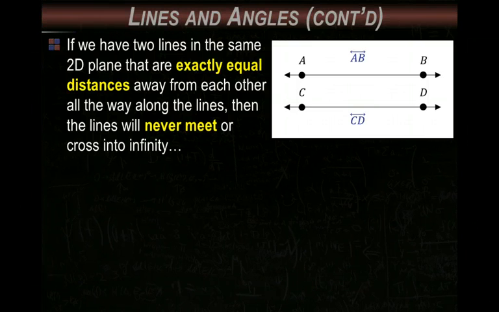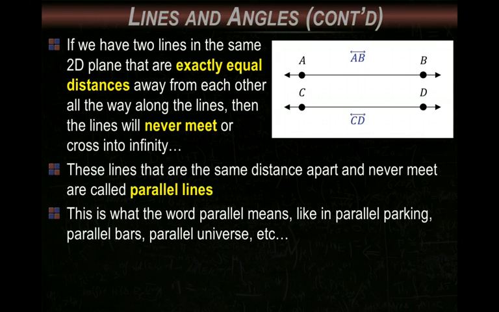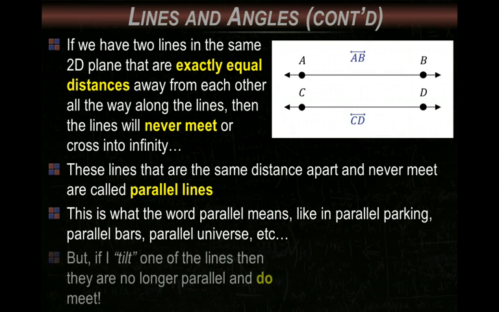Now, here's some more terminology. If we have 2 lines that are equal distance apart from each other, so any point along this line, you get to the same line with the same distance. These are called parallel lines. Parallel lines go on for infinity and never touch each other. They're always going to be the same distance apart. This is like, for example, parallel parking, or parallel universes, or parallel bars in gymnastics. That's where the word comes from. It means 2 lines that are the same distance apart that will never meet.